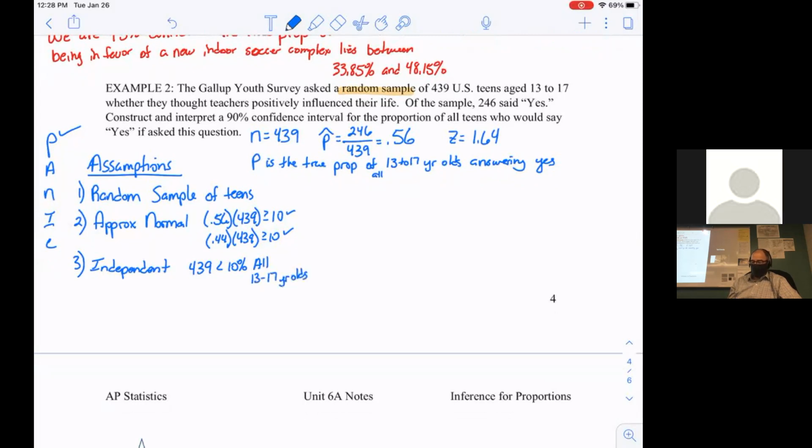We'll assume that 439 is less than 10% of all 13 to 17-year-olds. Okay, all 3 assumptions are taken care of. Next, it has a name. What name are we going to give this one? A 1 prop Z interval.